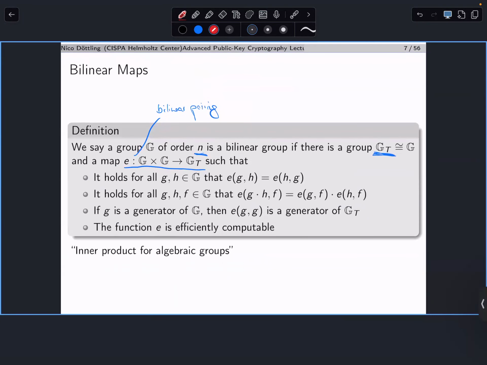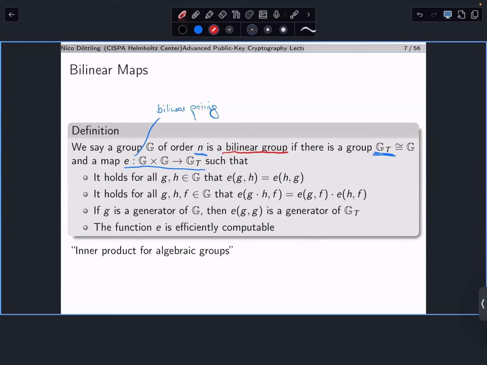What the new idea that enabled this concept of three-party key exchange to be realized is an object called bilinear maps or bilinear groups. So we say that a group G is of order n, and n is typically prime, but we'll also see a setting where n is the product of two primes. That's nothing too surprising in cryptography.